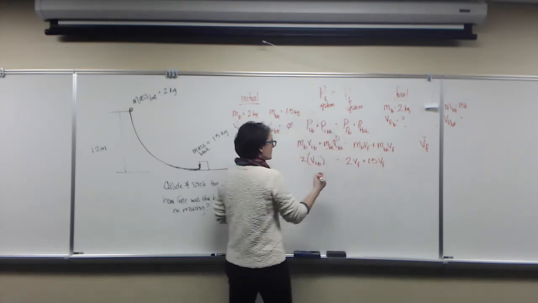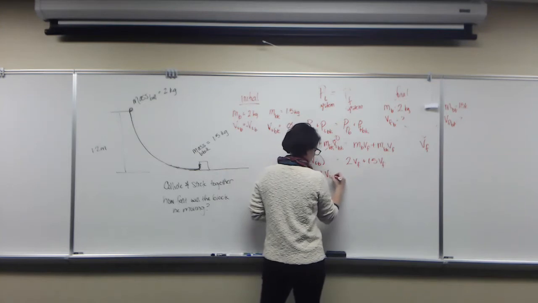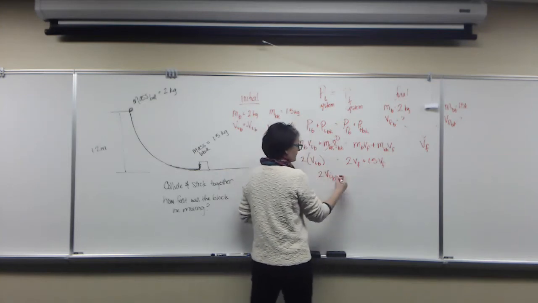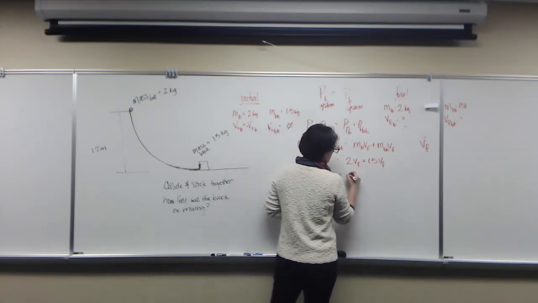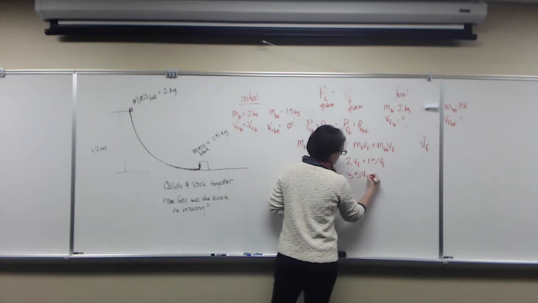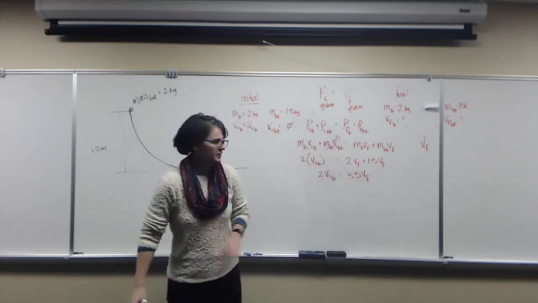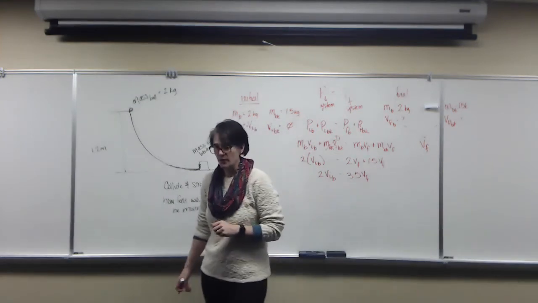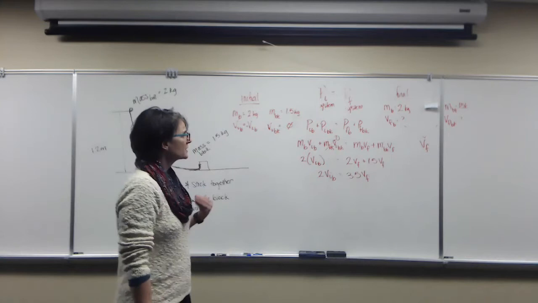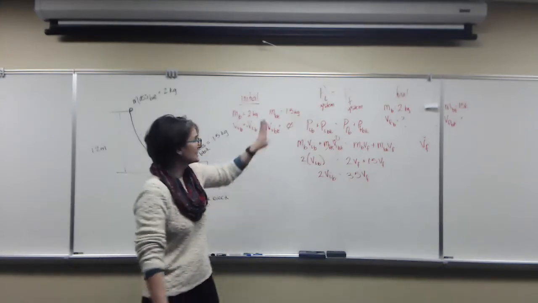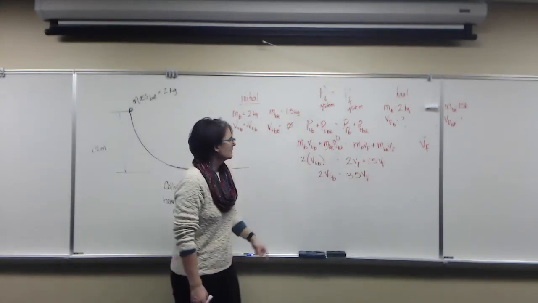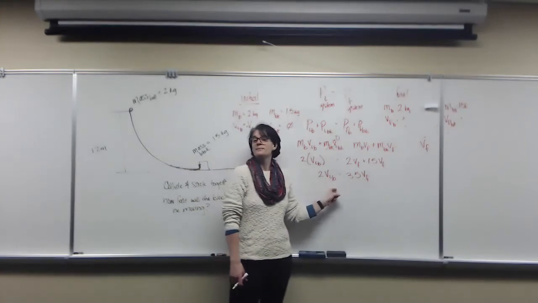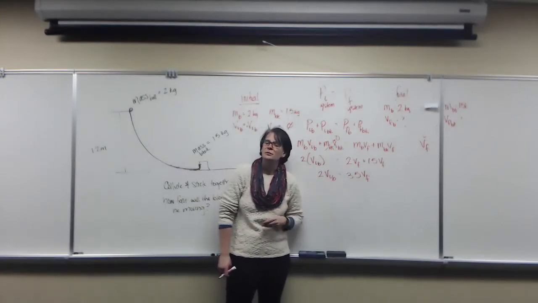So we can do a little bit of combination of terms. 2 times the initial velocity of the ball is equal to 3.5 times the final velocity. I just factored out the v final and combined the 2 and the 1.5. So in order to solve the conservation of momentum problem, this is the process we do. We need the initial velocity of the ball. If we had that, we'd be golden and could solve the problem.